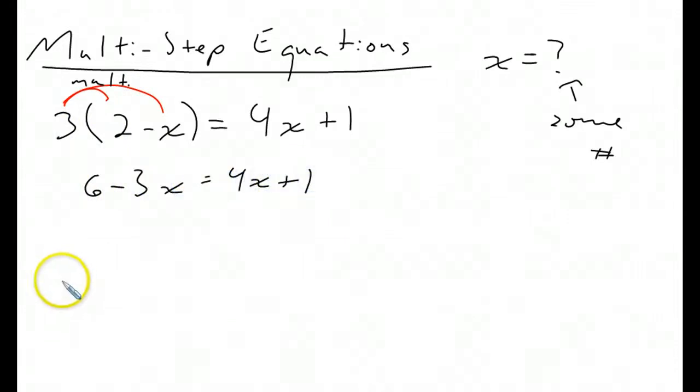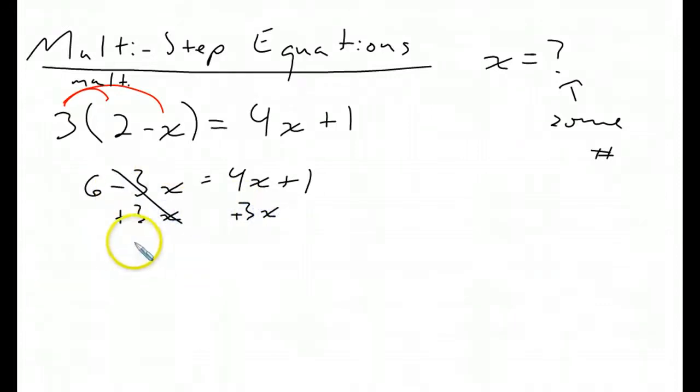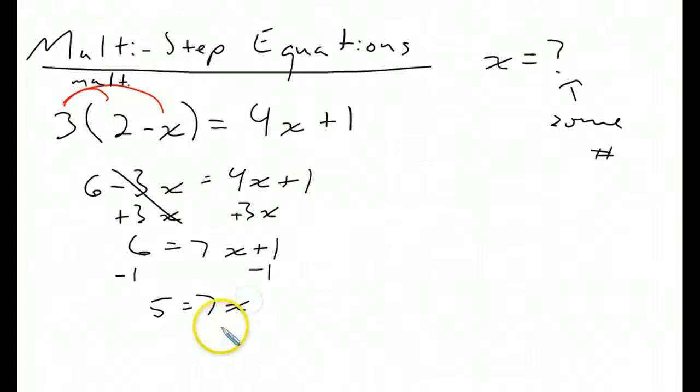Well, now it looks very similar to the last problem that we had. So I need to combine like terms. I'm going to combine my x's first. So I'm going to add 3x to both sides. So plus 3x, negative 3x plus 3x is 0. So I have 6 equals 7x plus 1. And then I can subtract my 1 from both sides. So I have 5 equals 7x. To get x by itself, divide by 7 on both sides. So I will have x equals 5 over 7.